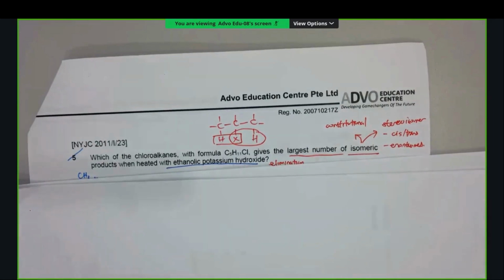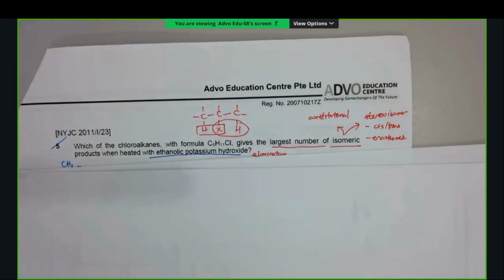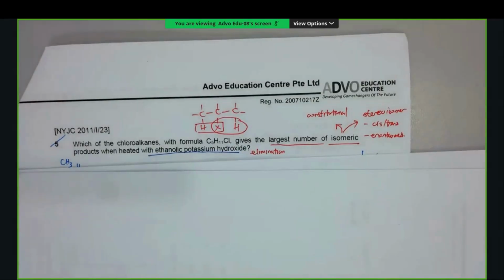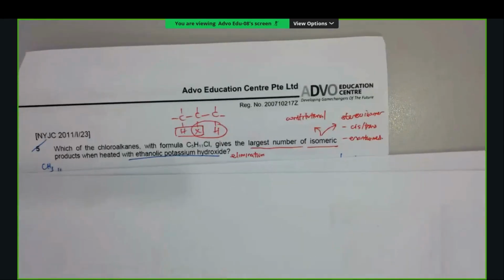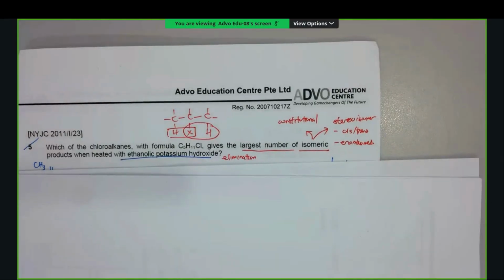Okay, which one of the following alkyl chlorides with formula C5H11Cl gives the largest number of isomeric products itself when heated with this, okay? Now, the role of ethanolic KOH is for elimination, right? So the key criterion is that you only eliminate any H or X that is attached to an adjacent carbon. If there are two ways, this leads to different isomers. When I talk about isomeric products, it can refer to being constitutional, okay?